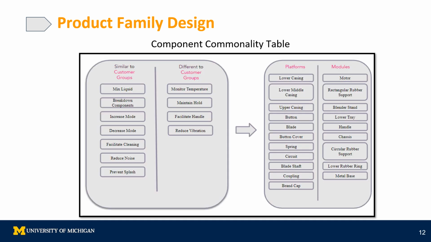This slide presents the component commonality table with customer needs on the left and the blender's performance and modules on the right. The left side highlights shared needs like mixing liquids and reducing noise, along with unique requirements for each customer group such as temperature monitoring and vibration reduction. On the right, we see the blender's foundational platform, like the lower casing, and specialized modules, including motors and blender stand. This modular design allows for easy customization to meet different needs of the customer effectively and efficiently.